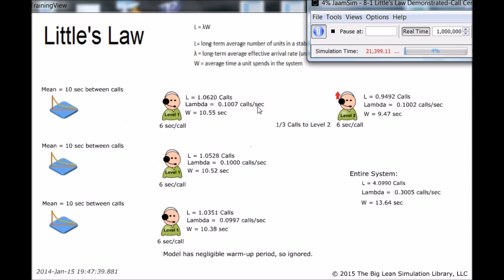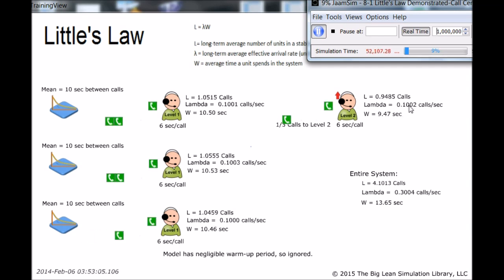So the few seconds we had for warm-up is negligible. Now you see the lambdas are starting to converge on these three, getting to be 0.1 calls per second. Okay, which makes sense because there are 10 seconds between calls.